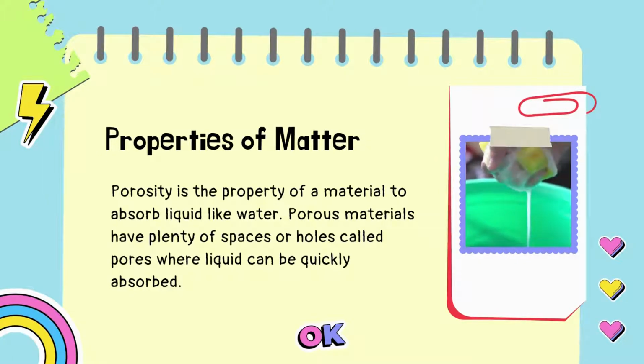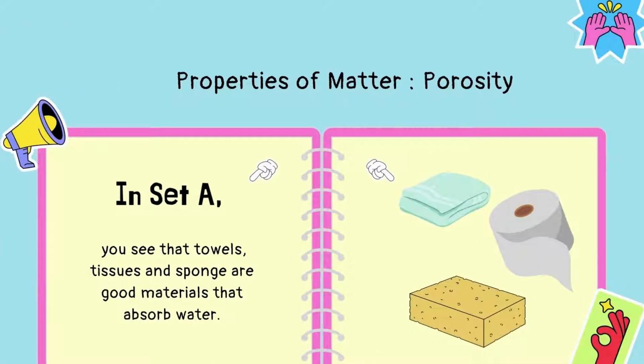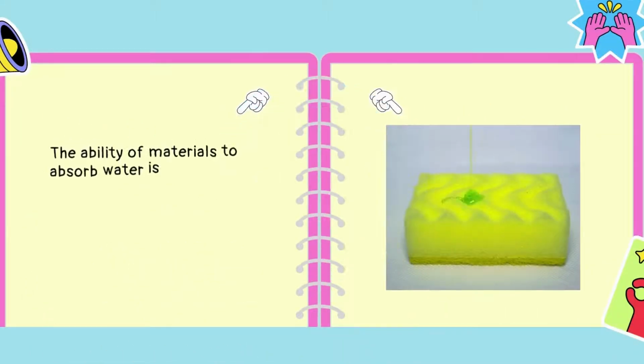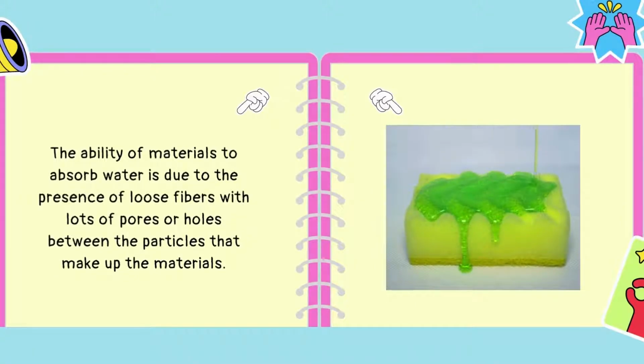Porosity is the property of a material to absorb liquid like water. Porous materials have plenty of spaces or holes called pores where liquid can be quickly absorbed. In set A, you see that towels, tissues, and sponge are good materials that absorb water. The ability of materials to absorb water is due to the presence of loose fibers with lots of pores or holes between the particles that make up the material.